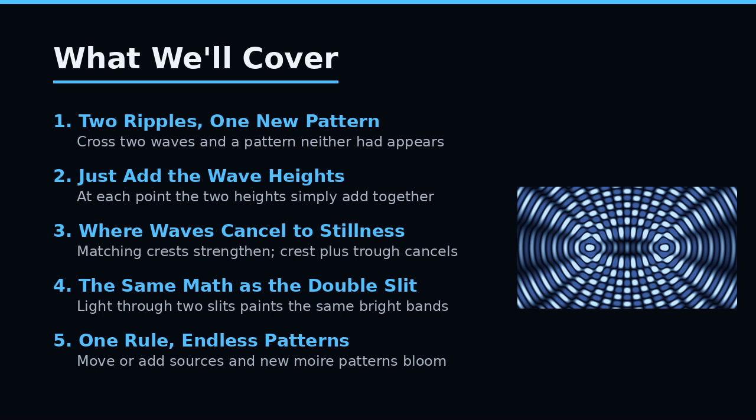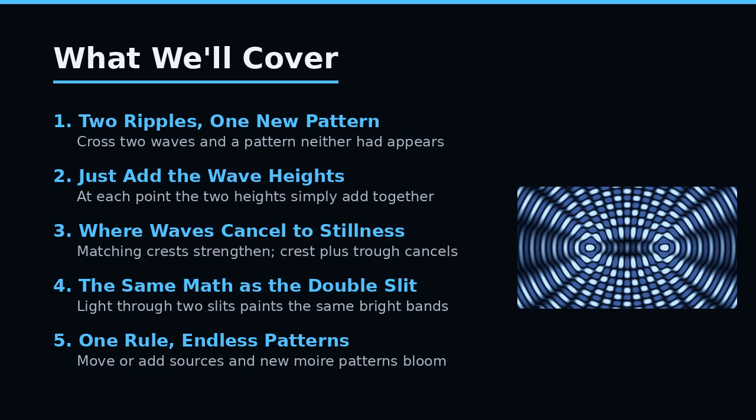Here is the plan for these waves. First, 2 ripples, 1 new pattern. Cross 2 waves and a pattern neither had appears. Second, just add the wave heights. At each point the 2 heights simply add together.